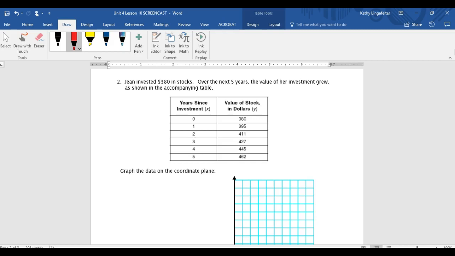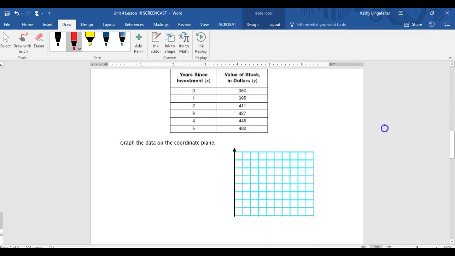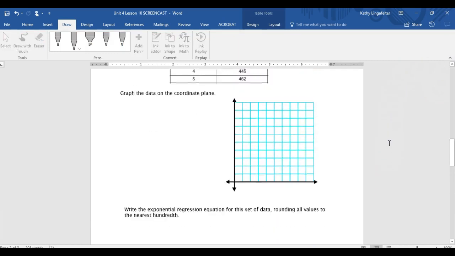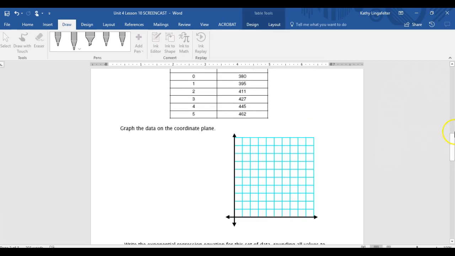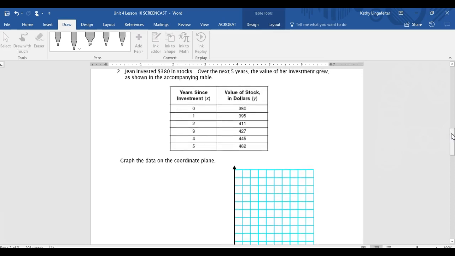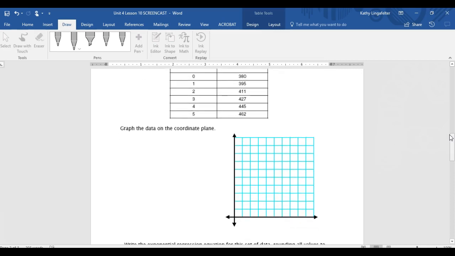So number 2, it says Jean invested $380 in stocks. Over the next 5 years, the value of her investment grew, as shown in the table. The first thing we need to do is graph the table, or graph the ordered pairs on the table. So for my x's, which is the years since investment, let's label this years.